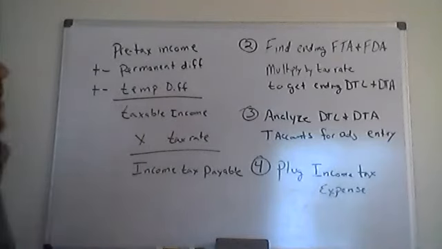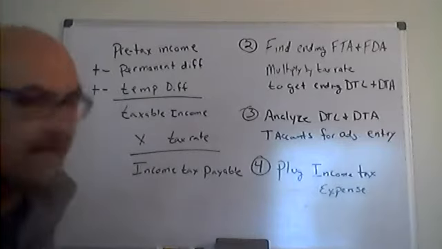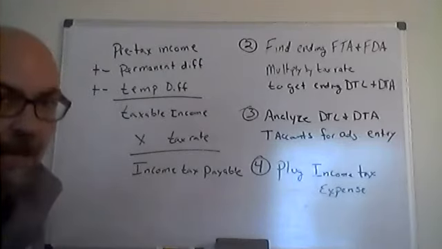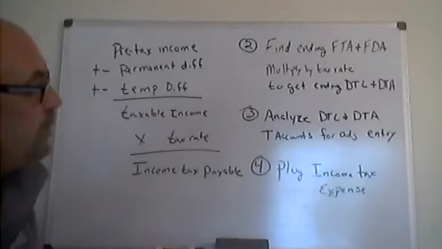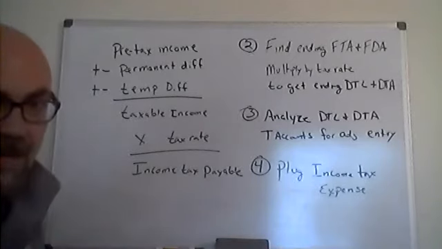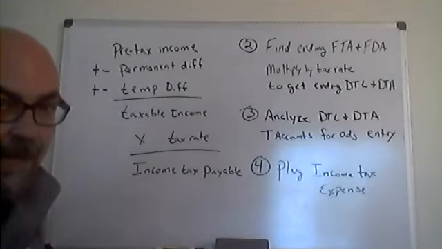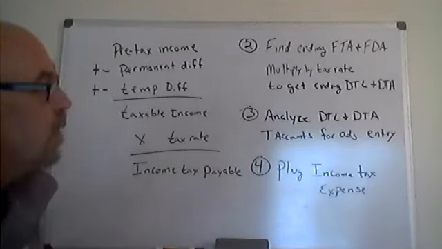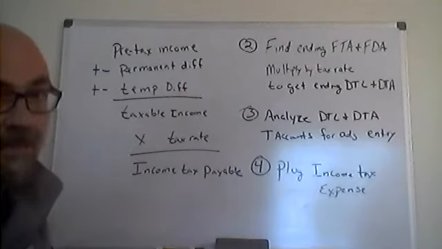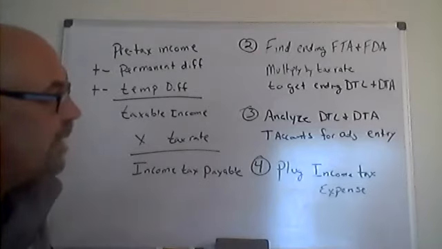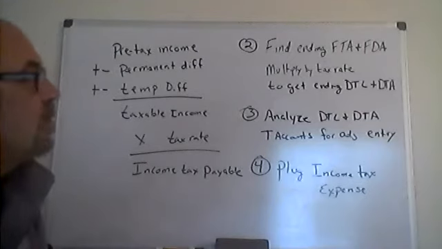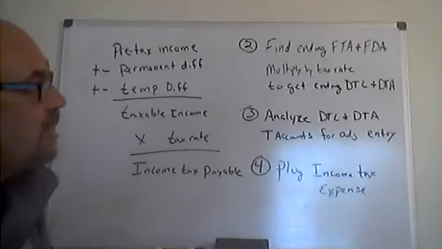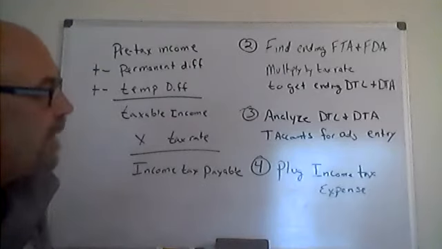The second step is to find our ending FTA and FBA. That stands for future taxable amounts and future deductible amounts. Future taxable amounts are amounts that lower our taxable income, make net income to taxable income go lower, and they create deferred tax liabilities. Future deductible amounts make taxable income increase. They create deferred tax assets. So once we find our ending taxable amounts and deductible amounts, we multiply that by the tax rate to get our ending deferred tax liabilities and deferred tax assets.